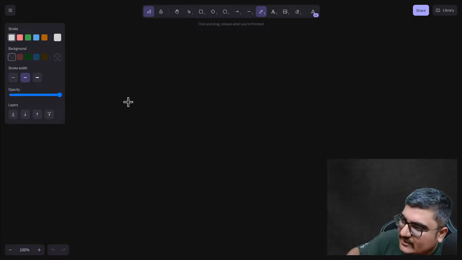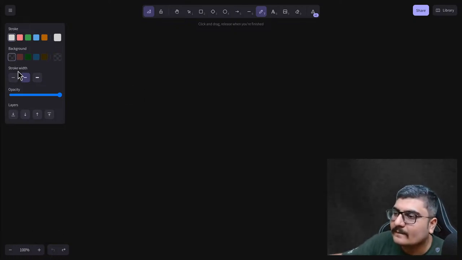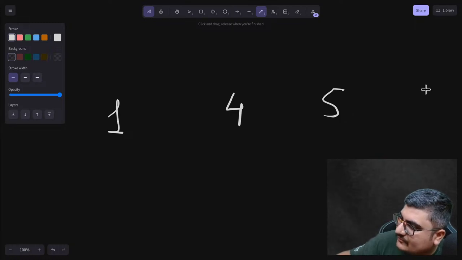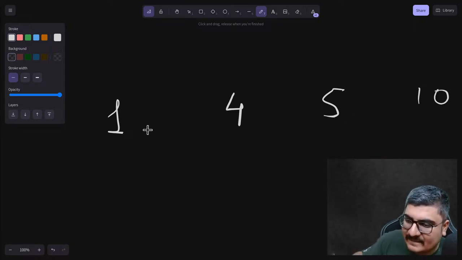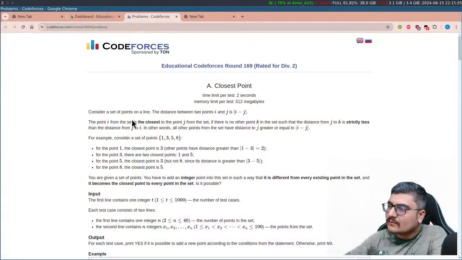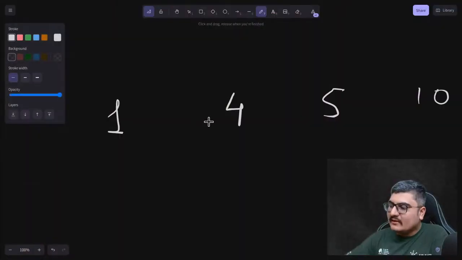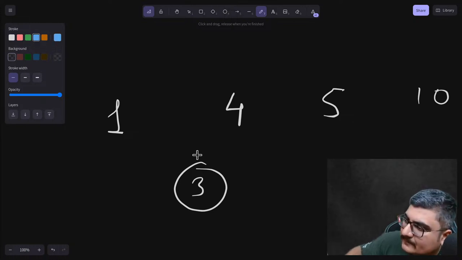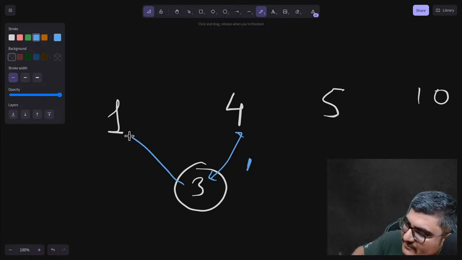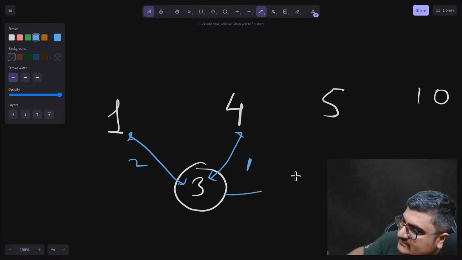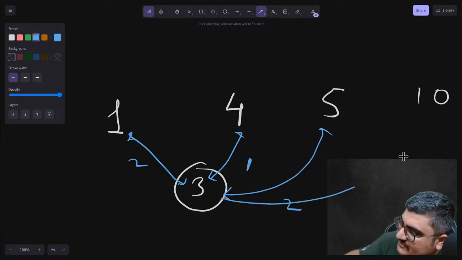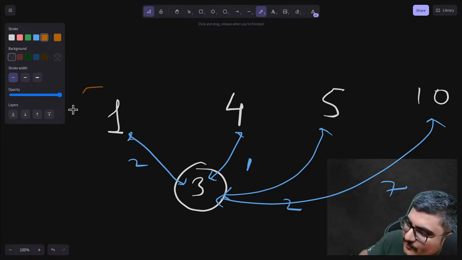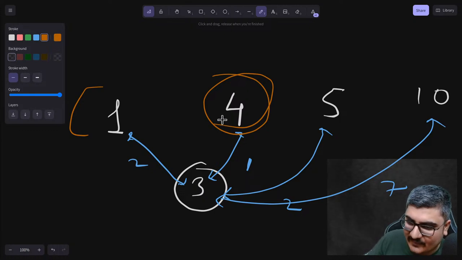Let's look at a set of points: 1, 2, 4, 5, and 10. Let's say these are the points in our set. Now let's say we want to find the closest point to 3. The distance between 3 and 4 is 1. The distance between 3 and 2 is 1... the distance between 3 and 5 is 2. The distance between 3 and 10 is 7. So we would say the closest point to 3 among these points would be 4, the one which has minimum distance.